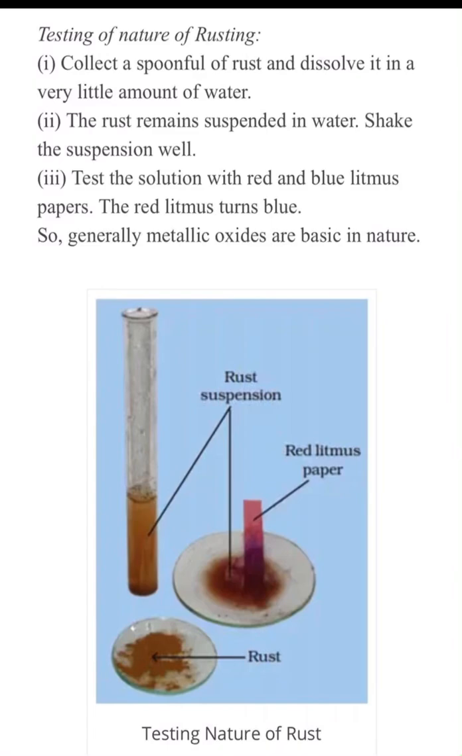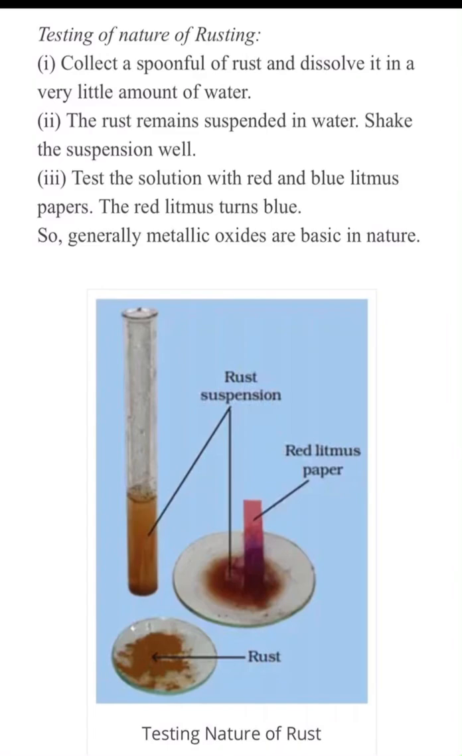Now we can also check whether the oxides are acidic or basic. Generally, metallic oxides are basic in nature. You might have heard about checking acidic or basic substances by using litmus paper or solutions. So here we will find out with the help of an activity whether metallic oxides are acidic or basic. We will check it, and I will share some videos related to this. We are going to check the nature of rust.